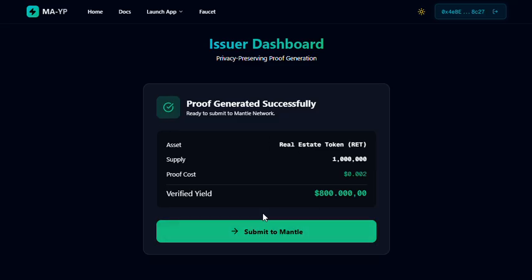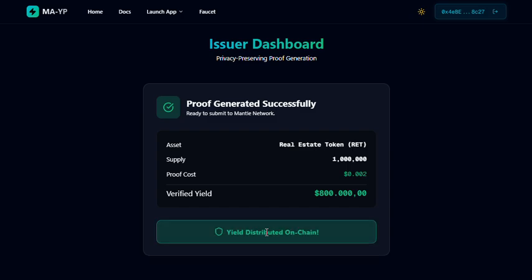Now, the issuer submits the proof to VIEL's smart contract on Mantle L2. What goes on-chain? 1. The Merkle root, just one hash. 2. The ZK proof, proving the calculation is correct. 3. Timestamp, when this was distributed. 4. The total yield amount, $800,000. That's it. No investor names, no holdings, no sensitive data.